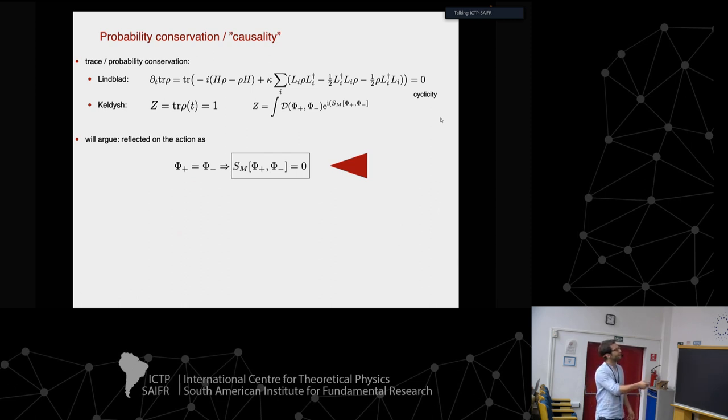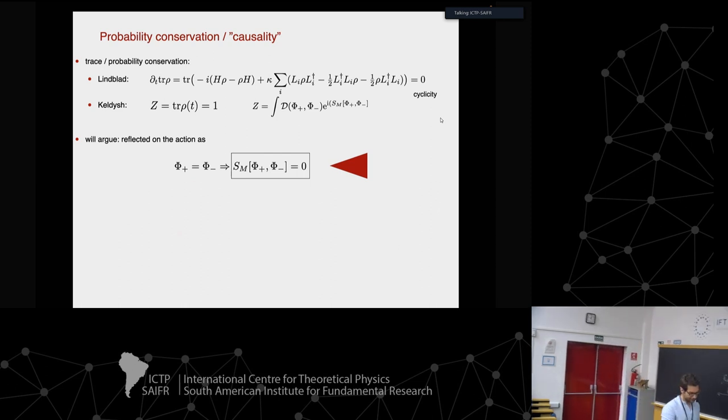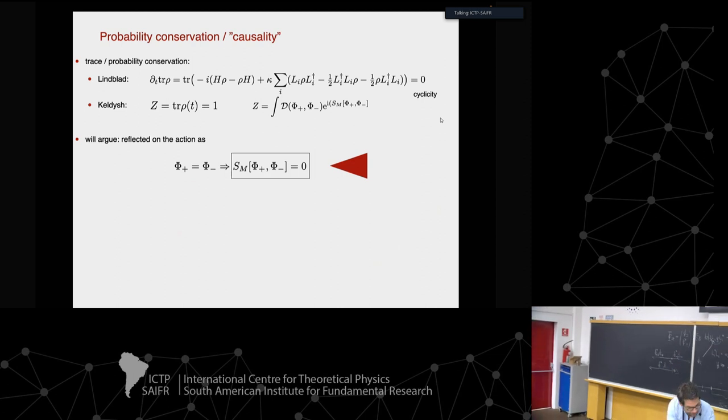And now I want to argue that in this Keldysh action formalism, probability conservation is reflected by the property that if we choose specific configurations of this field variable, really think of it as configurations of this field, and we identify the plus and the minus contour, so these two sides of the evolution, then this Keldysh action has a very special property of vanishing. And that will reflect probability conservation. Now, let's see how this comes about.